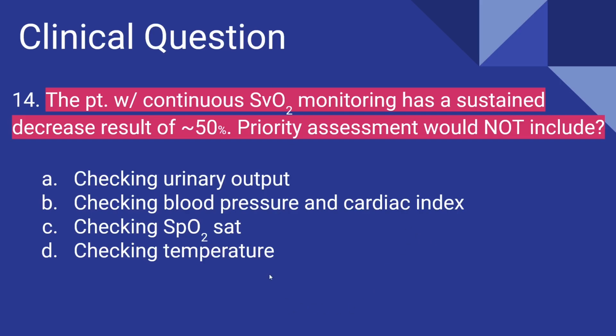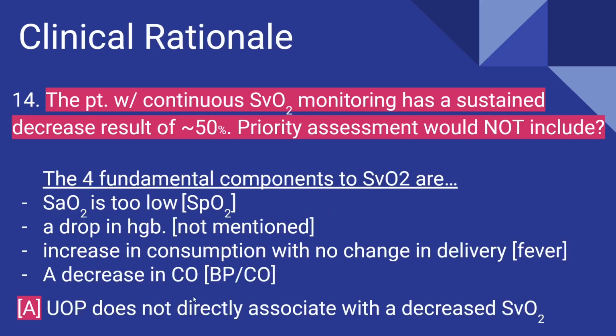Okay. So we know that hyperthermia can cause an increased use of oxygen. We know a low SpO2 to begin with can cause a lower SVO2. And we know that a low cardiac output or blood pressure means less oxygenated blood is getting out, so therefore we're going to use more at a higher percentage. So urinary output doesn't necessarily mean we're going to have a lower SVO2. There's a lot of problems that can cause a low urine output. That doesn't necessarily mean we're not perfusing our tissues.